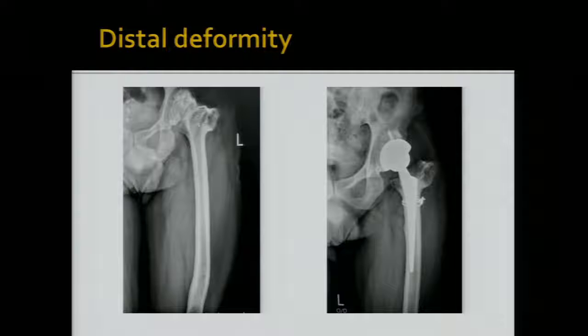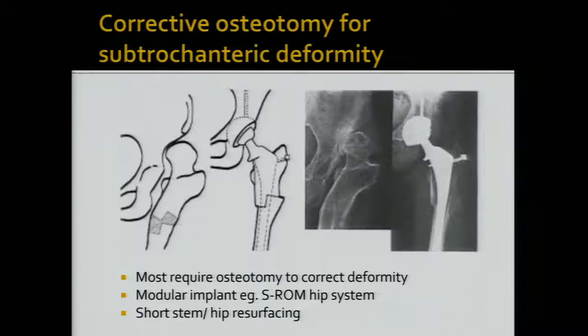For the distal deformity, most can be ignored if there is sufficient room to place the stem. In this case, there is a deformity at the proximal and the distal, but fortunately, we can pass the conventional stem through the proximal deformity, and the distal lesion is far from the stem.